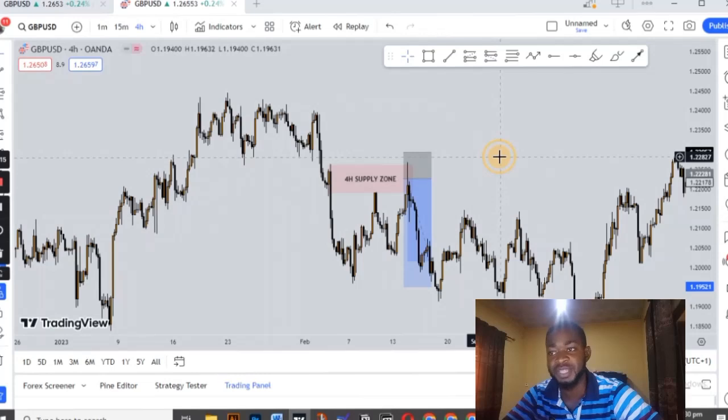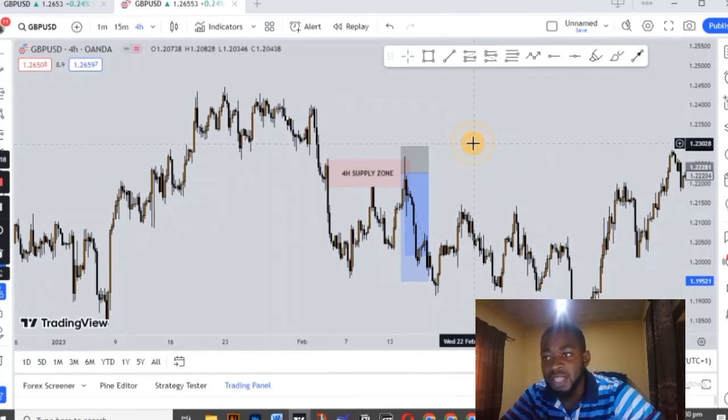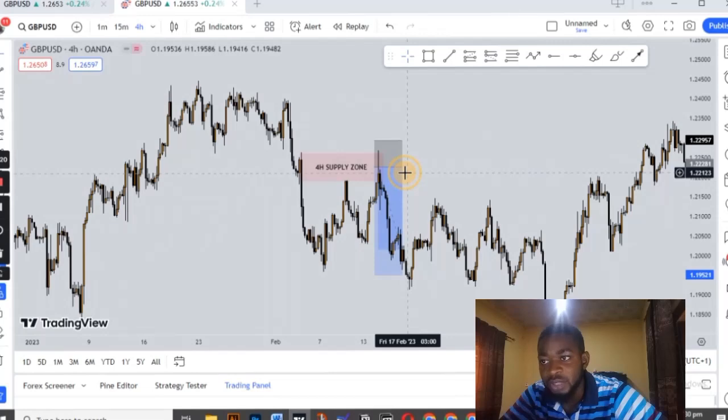So let's see more examples. This is also a bullish candle, right? It's a bullish candle before this bearish movement. So let's say we'll draw this up to this level.